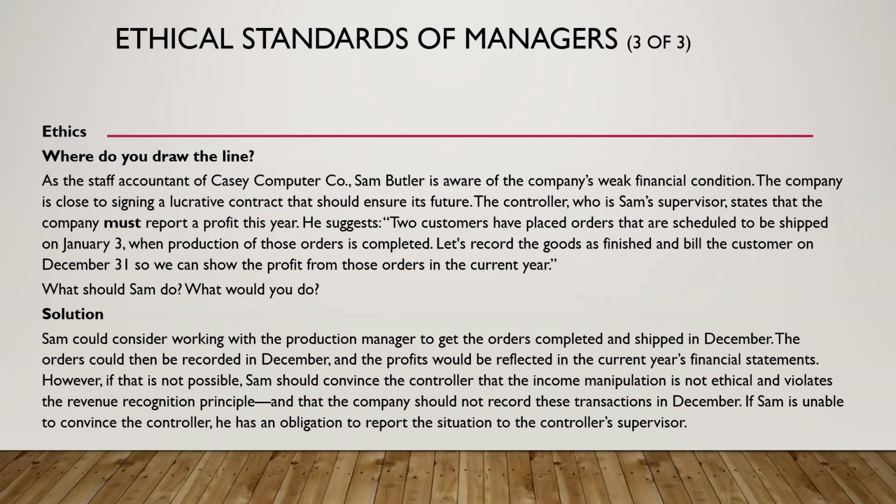The controller, who is Sam's supervisor, states that the company must report a profit this year. He suggests 2 customers have placed orders that are scheduled to be shipped on January 3rd, when production of those orders is completed. Let's record the goods as finished and bill the customer on December 31st so we can show the profit from those orders in the current year. What should Sam do? What would you do?